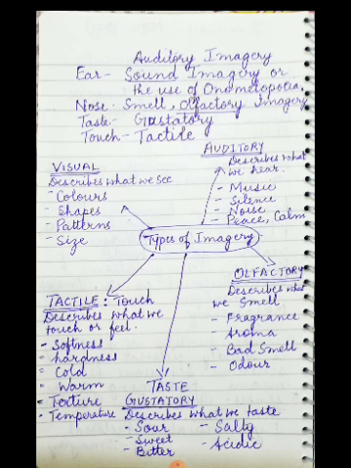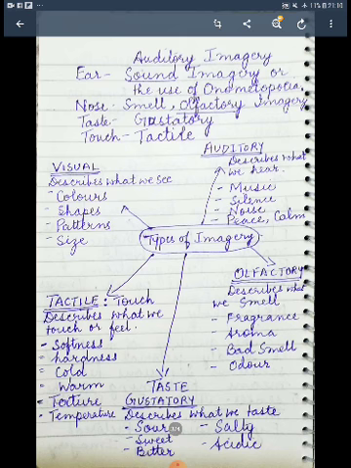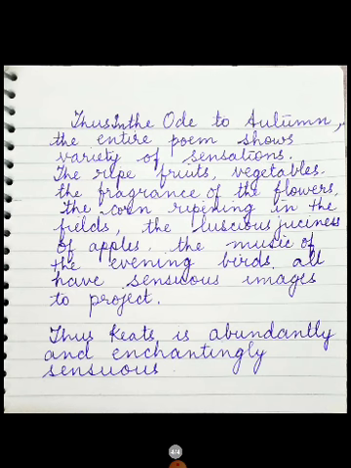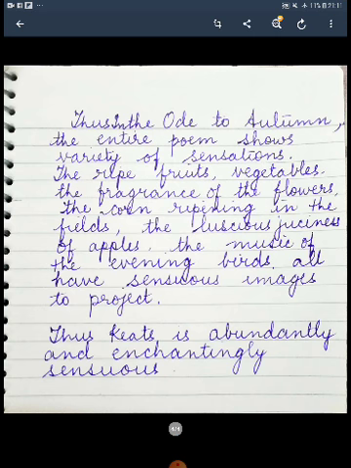When we will read To Autumn, I will explain to you how these images have been used. Thus, in the Ode to Autumn, the entire poem shows variety of sensations: the ripe fruits, vegetables, the fragrance of the flowers, the corn ripening in the fields, the luscious juiciness of apples, the music of the evening birds, all have sensuous images to project. Thus, Keats is abundantly and enchantingly sensuous.